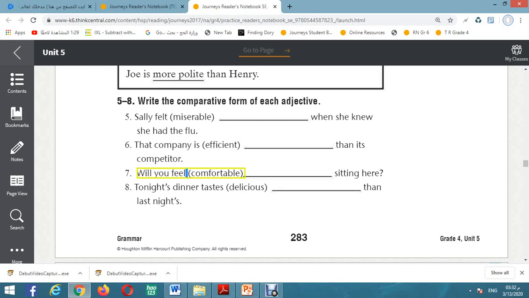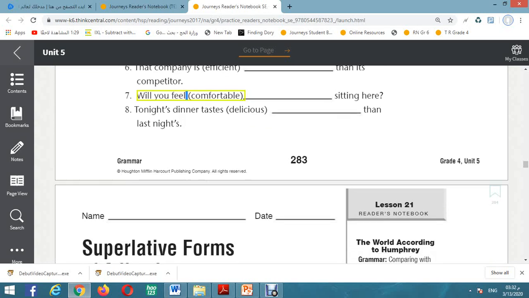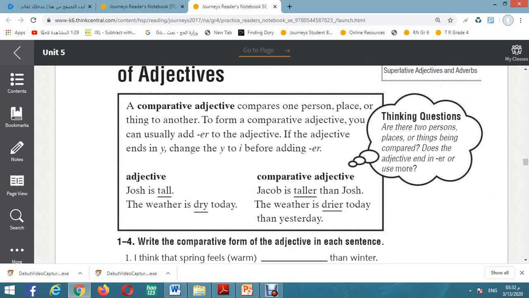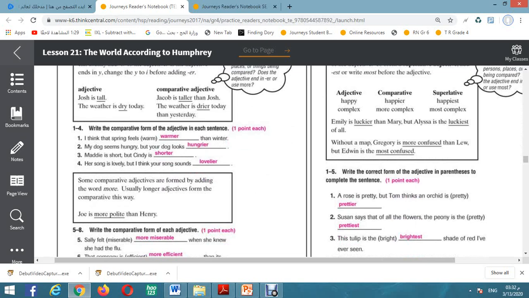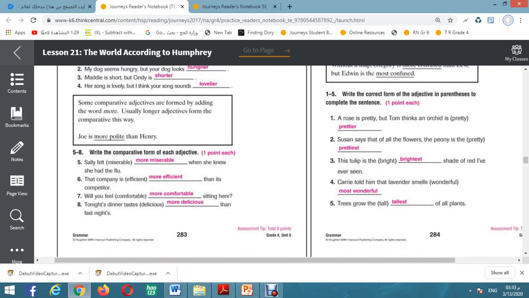Number 8, tonight's dinner tastes delicious. So the adjective delicious is long, so add more before it. It will be more delicious than. Okay, understand? I hope you understood this. You can write down the answers now. Here, warmer. Number 2, hungrier. 3, shorter. 4, lovelier, drop y and add IER. Number 5, more miserable. Number 6, more efficient. Number 7, more comfortable. Number 8, more delicious.